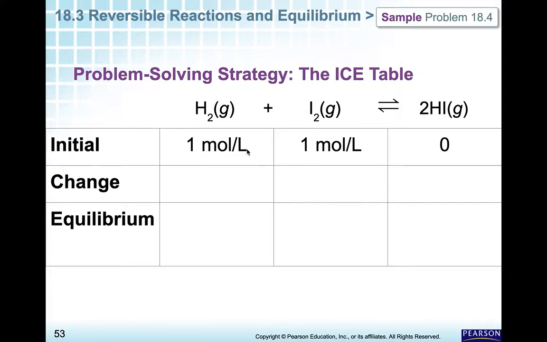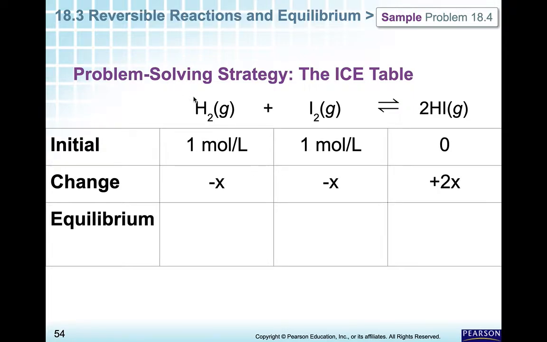So we start with 1 mole per liter of these two, and we start with 0 product. They have to react to make the product. So this is our initial concentration of each of these 3. Now we want to fill in how much each of these is going to change by. In general, I'll make these all in terms of x first, and I'll fill in numbers later.